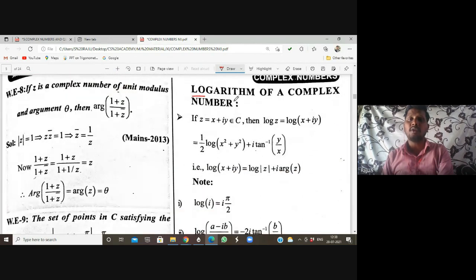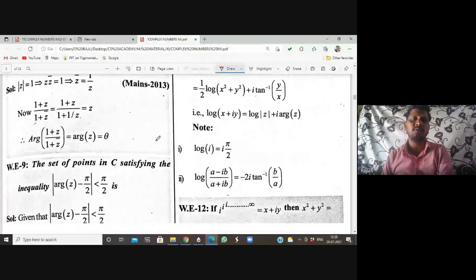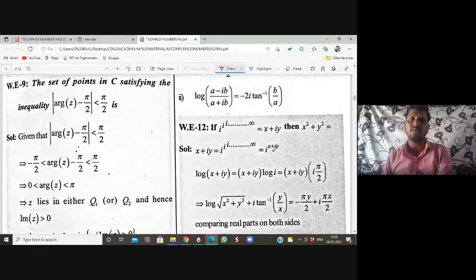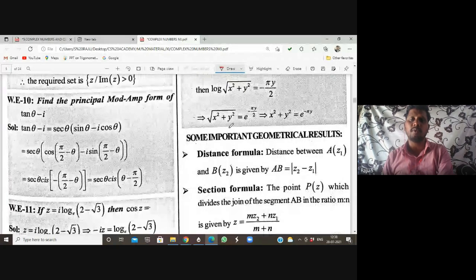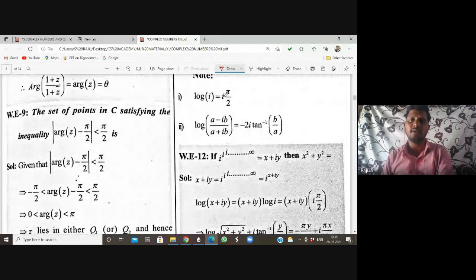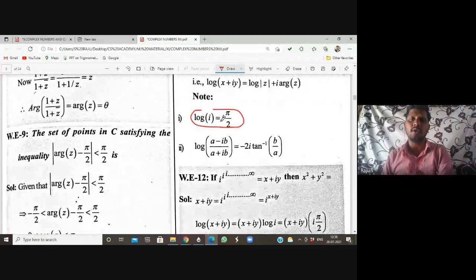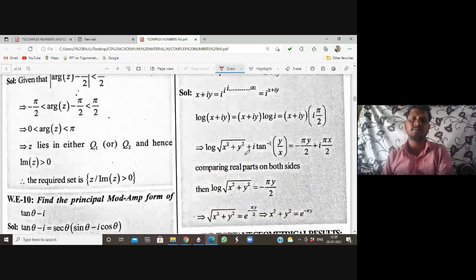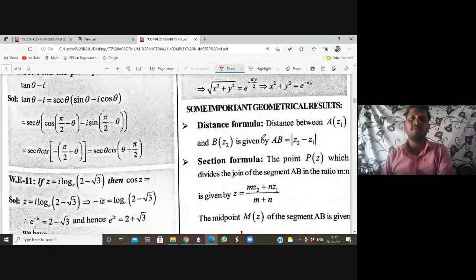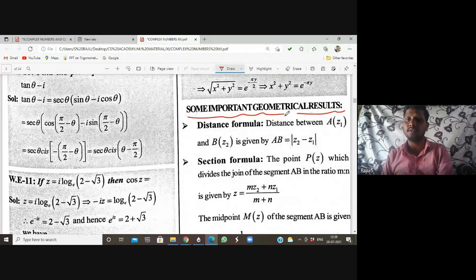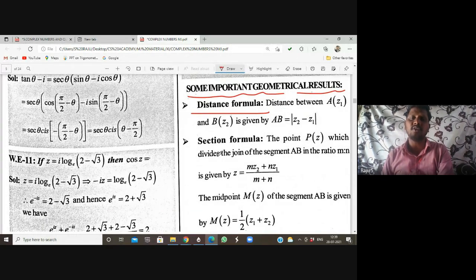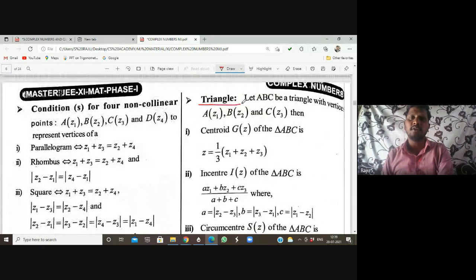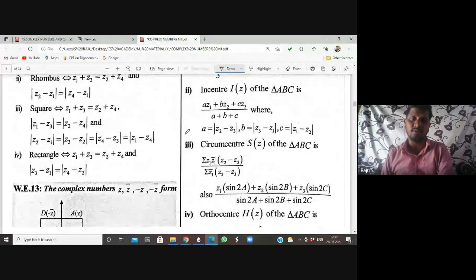And the logarithm of a complex number is also important. One or two properties are there, and these two properties you have to remember. Log i, log iota is equal to iota times pi by 2. This is another formula. Here, a few questions on geometrical results are important, or they may ask in advanced level.